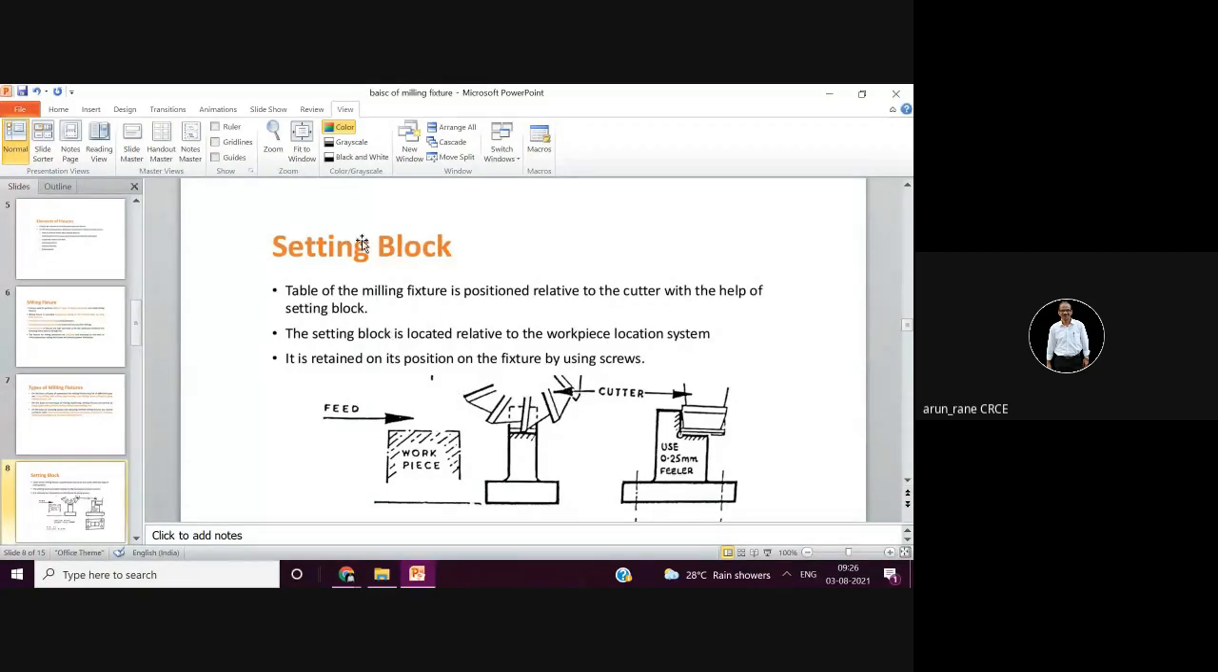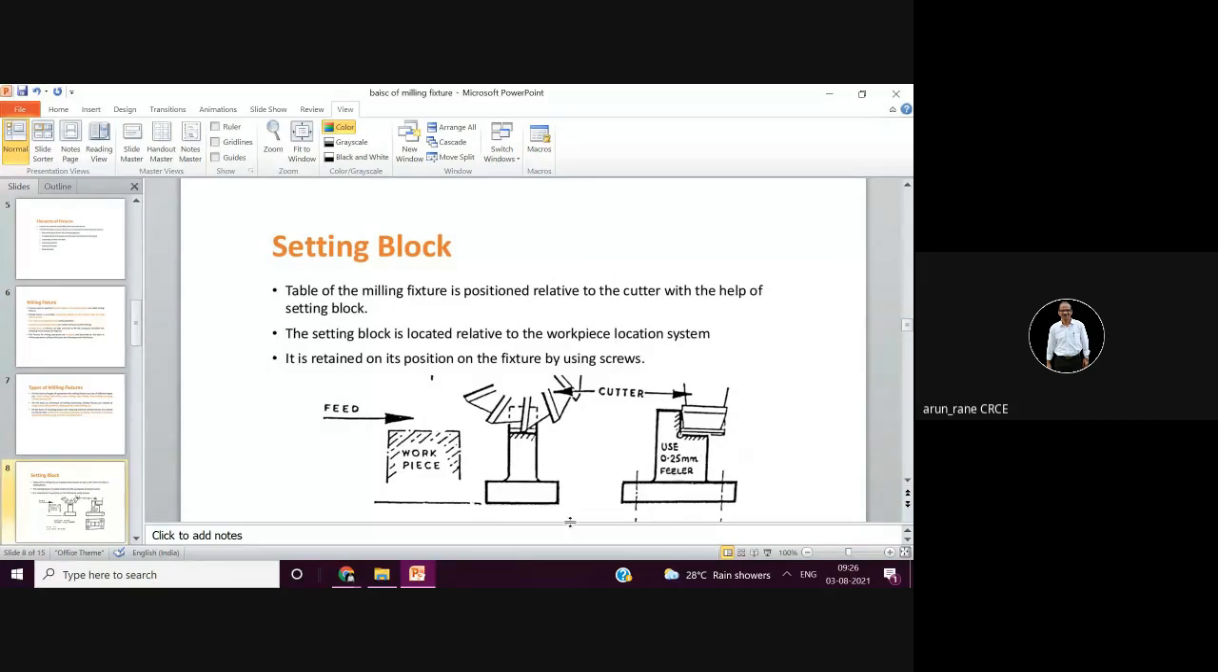So the setting block is very important in your milling fixture, right? So you have to have a provision of a setting block in your milling fixture. So generally what we do, every say 50 pieces or every 100 pieces, we check whether there is any difference in the height. After continuously machining 100 workpieces, we check whether any difference has come in the height.